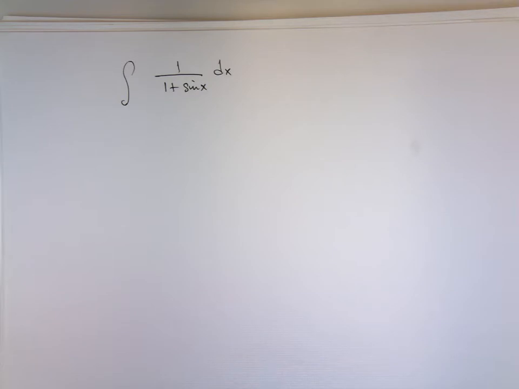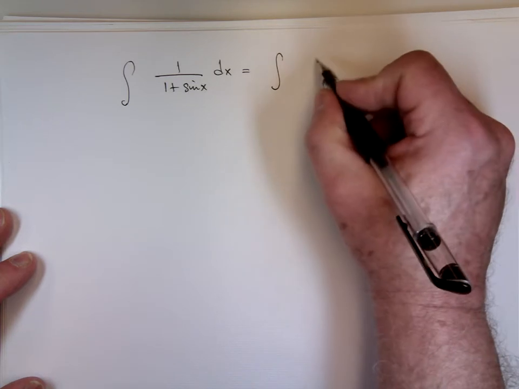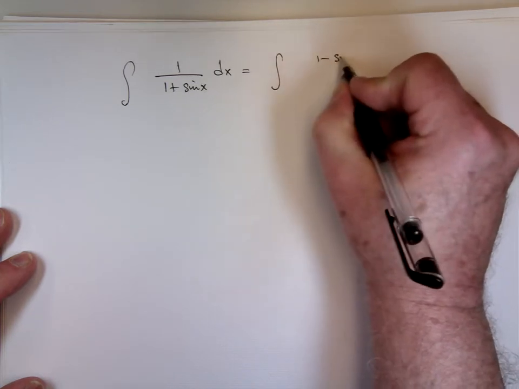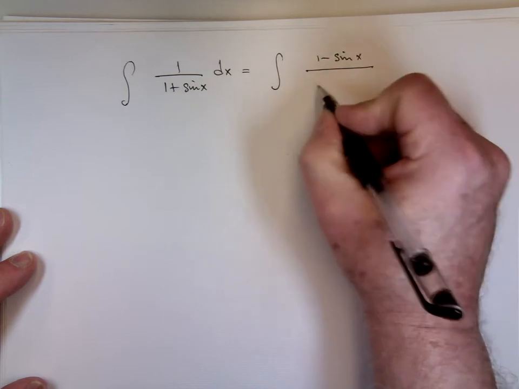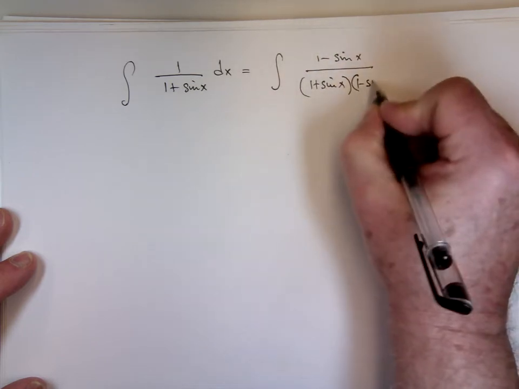And the trick is to use a conjugate, okay, to change this. The conjugate of that is 1 minus sine x. I'm going to multiply numerator and the denominator by 1 minus sine x. Okay?